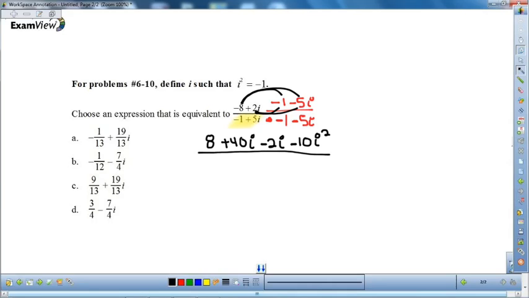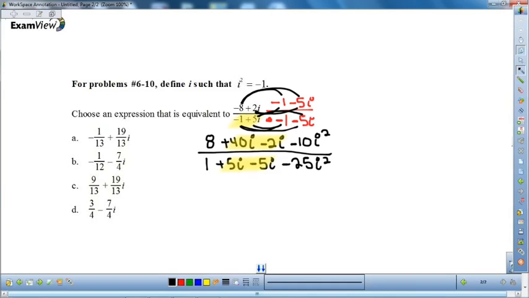So we're going to do the same thing on the denominator. So negative 1 times 1 is positive 1. Negative 1 times negative 5 is positive 5i. 5i times negative 1 is negative 5i. And finally, 5i times negative 5i is negative 25i squared.